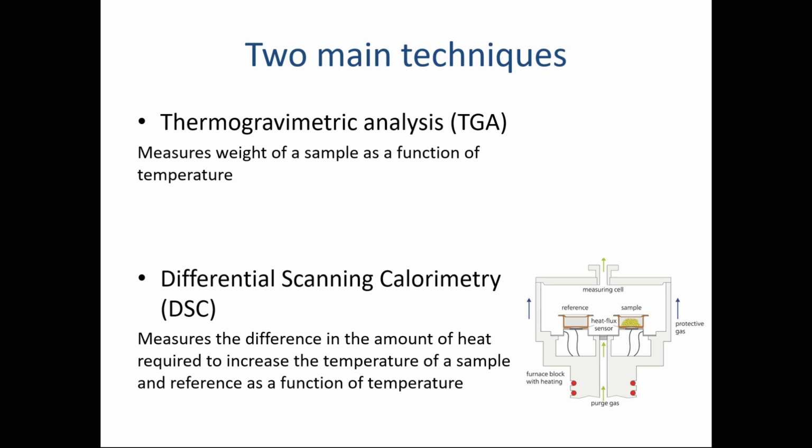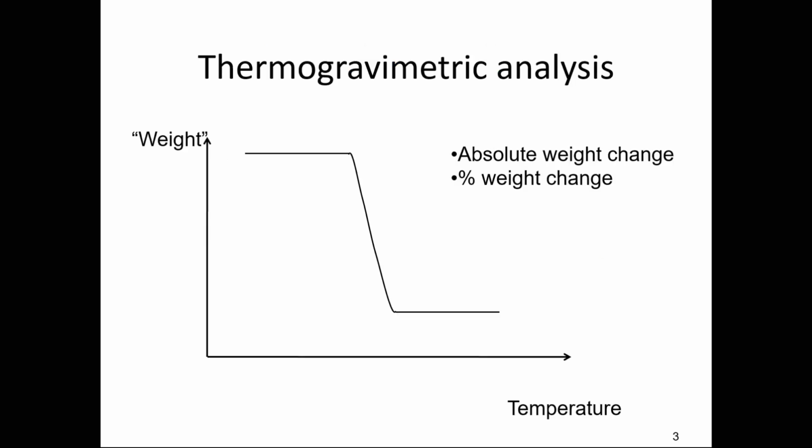But if there are some changes happening with your sample, then the instrument will try to compensate the difference between the reference and the sample, either by bringing extra heat in or taking some excessive heat out. And this compensation will be shown on the DSC curve. Thermogravimetric analysis shows the results as the weight of your sample as a function of temperature. You could show it either as an absolute weight change, or as the percentage weight change.